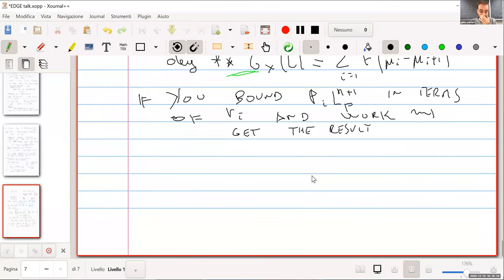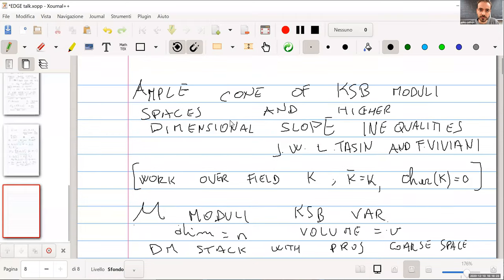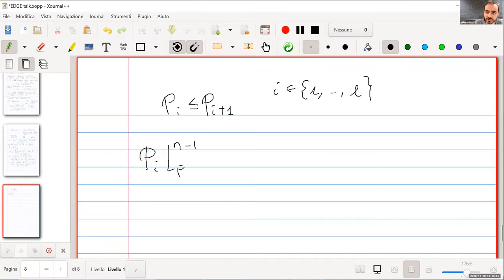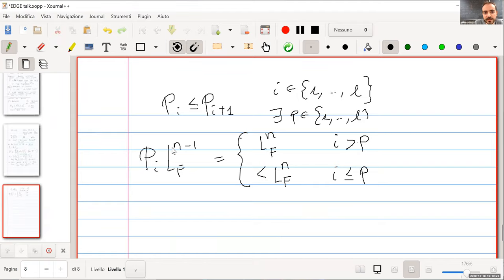So maybe, okay, let me go down. No, not the beginning, last page. So we have this Pi intersected with LF to the n minus one. Recall that the Pi are decreasing. So i is inside one to l, where l is the length of the filtration. Then there exists an index p in one to l so that this is equal to, that's the triviality, LF to the n for i greater than p, and is strictly smaller than LF to the n if i is below p. So for i very big, this guy will be equal to this guy.